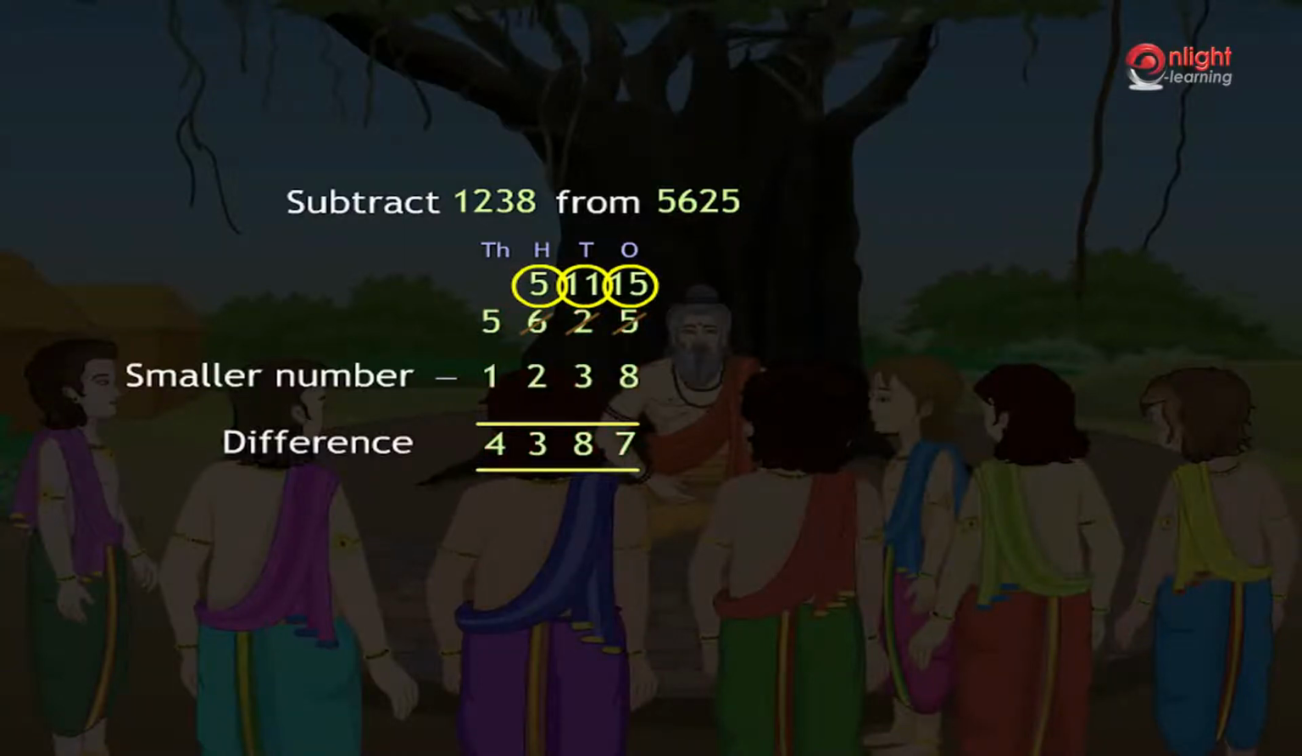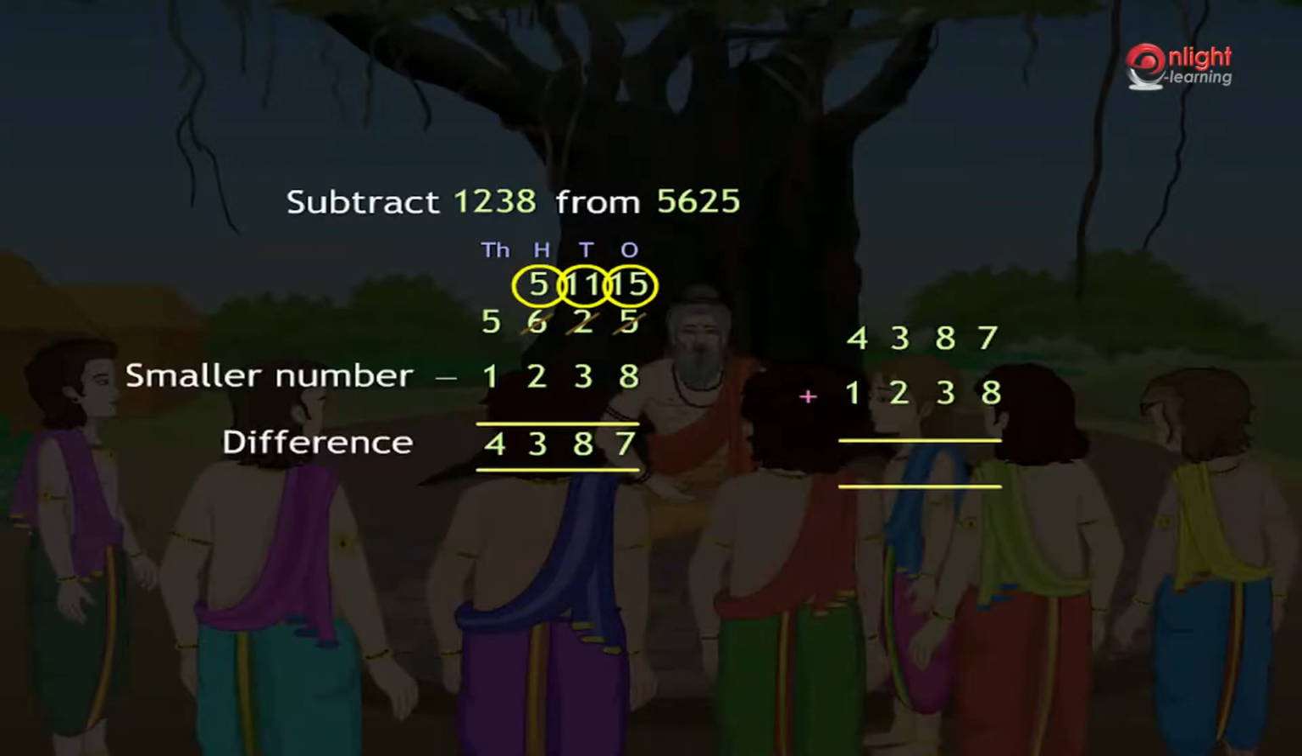Here we add 4,387 with the smaller number that is subtracted, that is 1,238. By adding, we get 5,625, which is the greater number.